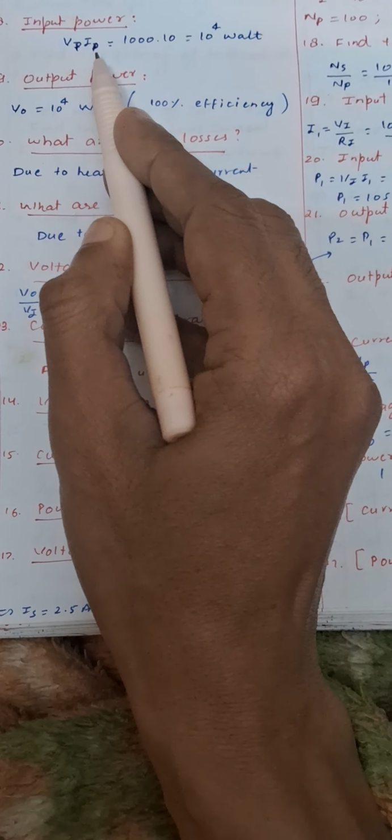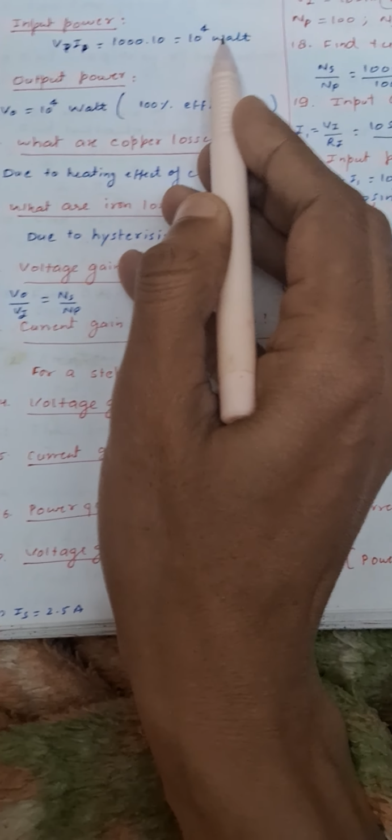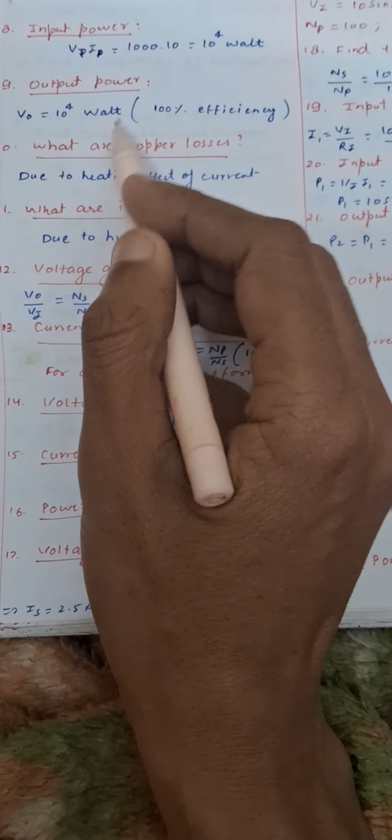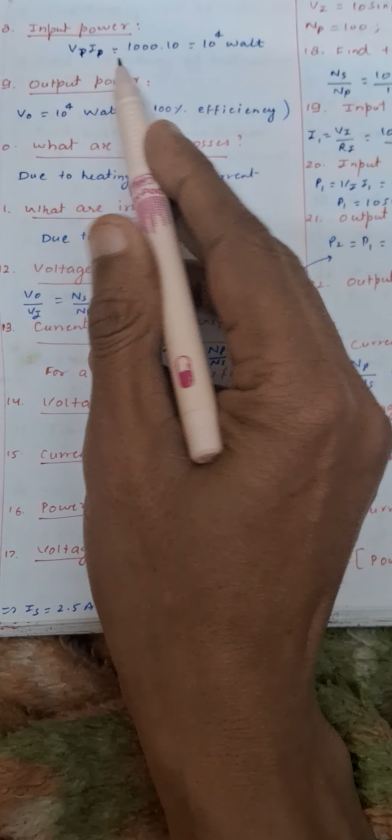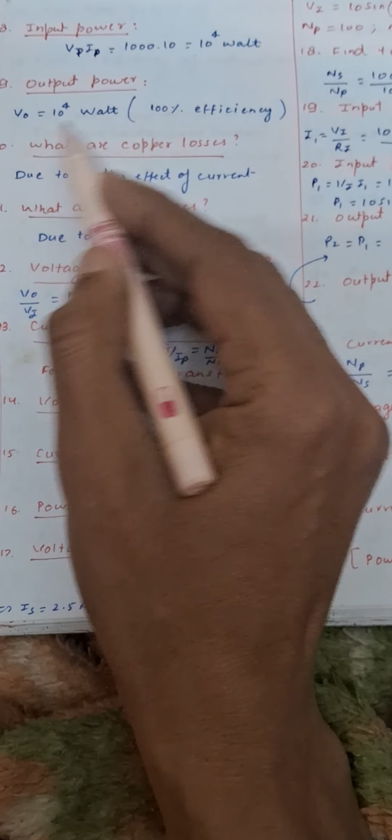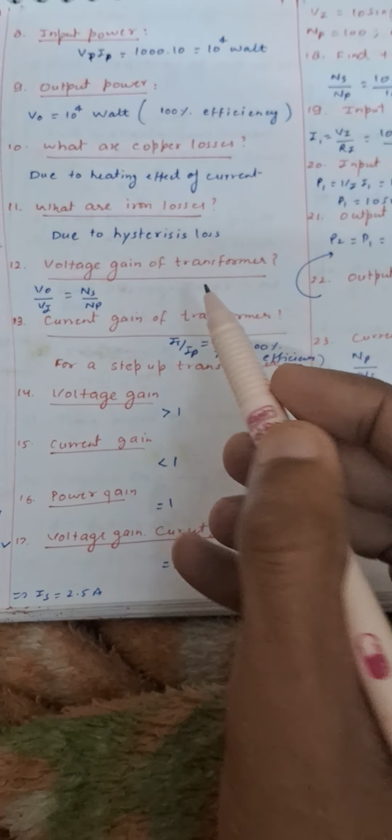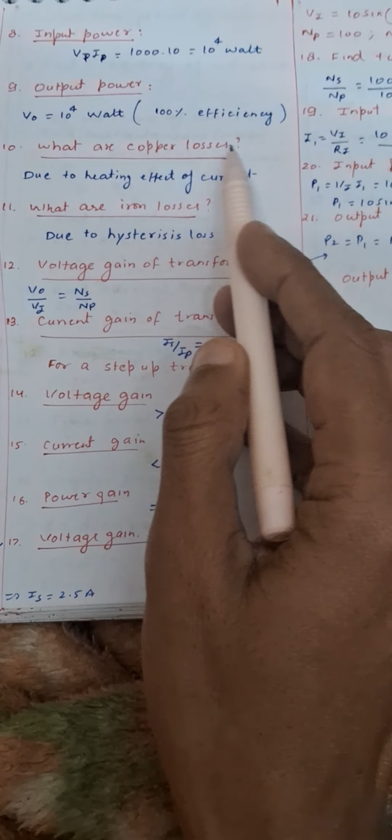Next is input power. So input power is V input into current input, which is 10 raised to power 4 volt. Next is output power. So obviously we have assumed that efficiency is 100%, so output power will be 10 raised to power 4 watt, or 100% efficient.